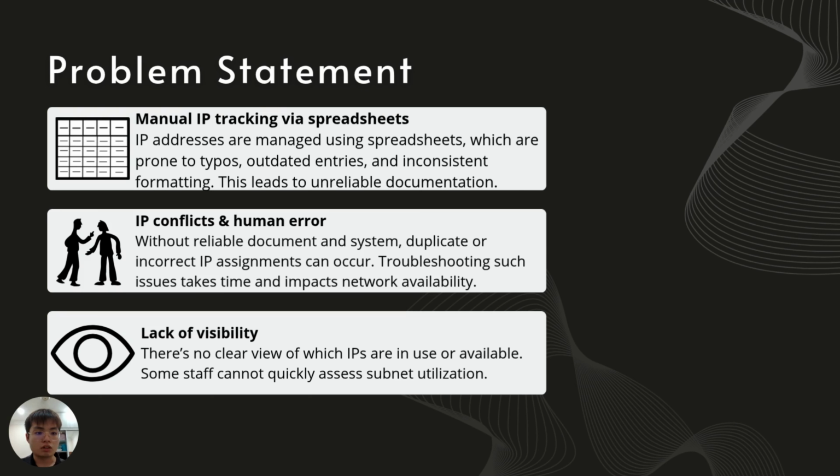Another thing is IP conflict and human error. Without a reliable document and system, duplicate and incorrect IP assignment can occur. Troubleshooting this will take time and impact network availability.